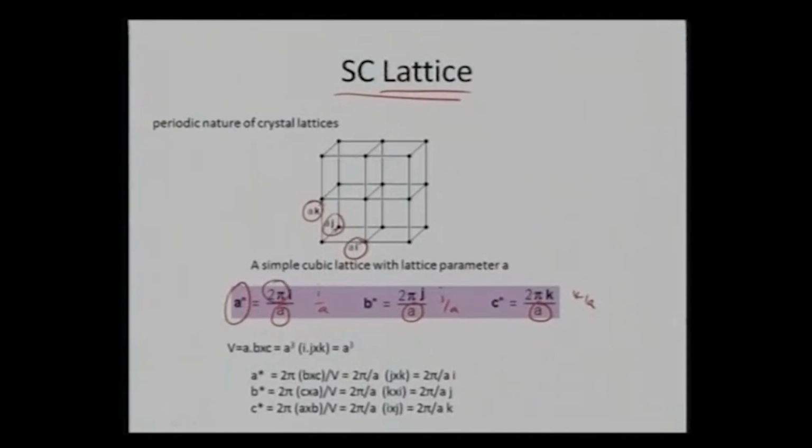Ideally 2 pi comes, this factor particularly comes to maintain the periodicity of a particular structure. So it is converting it more into the radians part. So that's how it maintains the periodicity of the particular crystal in terms of taking it to the reciprocal lattice. So finally I get A star equal to 2 pi I by A, B star equal to 2 pi J by A, and C star equal to 2 pi K by A.